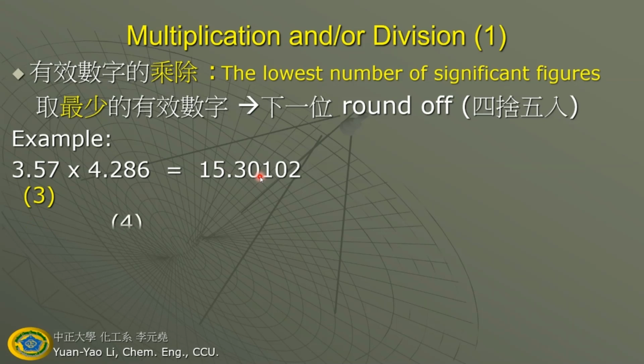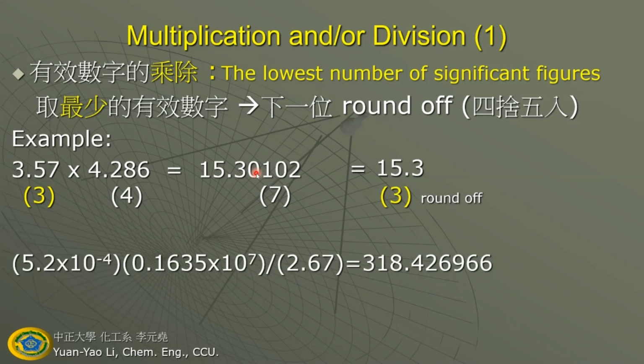Of course, you don't want to increase significant figures, right? This is 7 significant figures. You don't want this to happen. So you need to round off. You need to get 3 here. So the first one, do the round off. So 15.3. Easy, right? Easy.